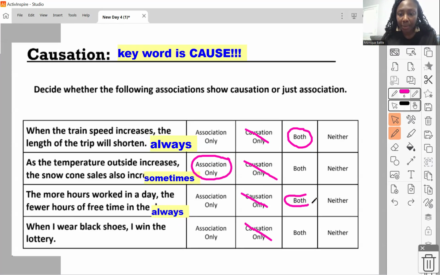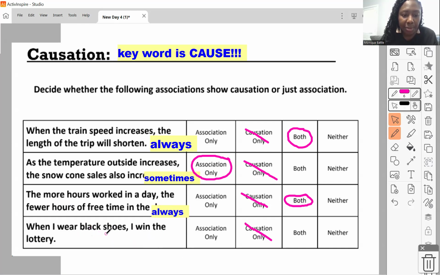So this is going to be both causation and association, because always means it could happen sometimes, but it's always going to happen. All right. And the last one, when I wear black shoes, I win the lottery.